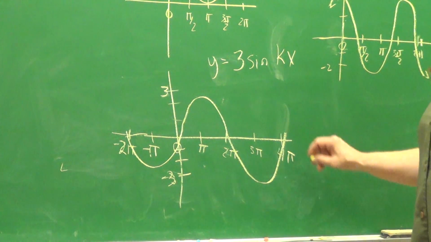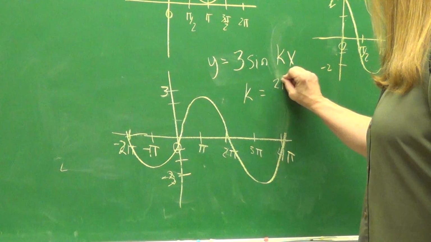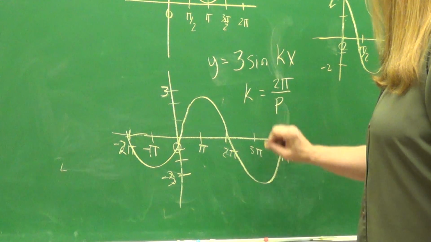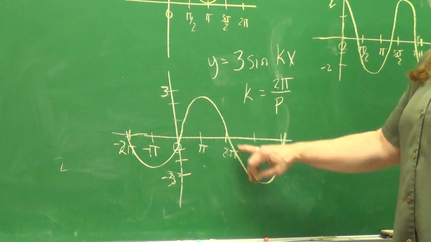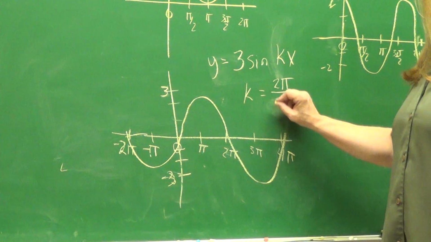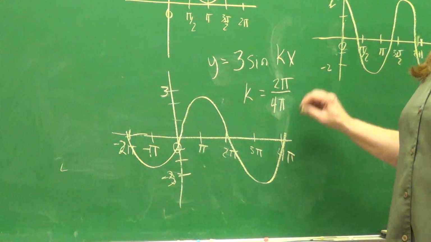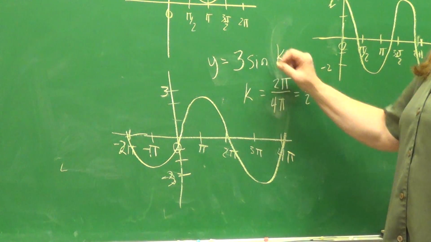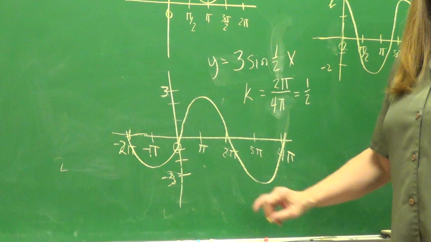So k is always the old period, 2 pi, divided by the new period. Well, I can see the new period, one mountain and one valley, took place in 4 pi. So simplify 2 pi divided by 4 pi, and you'll get 1/2. That is our k. So that's the value for this graph.